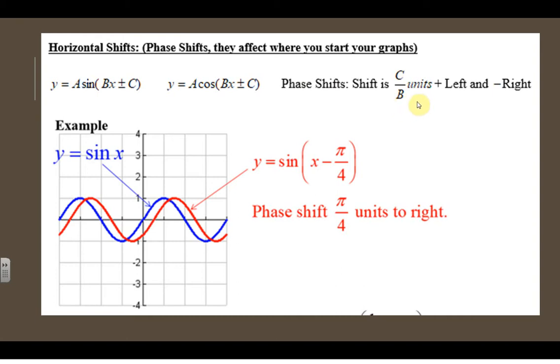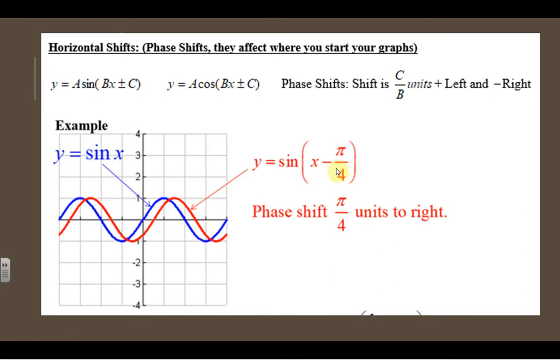Because remember, your b value represents your frequency, which really is kind of like a scale factor in shrinking and stretching. So you have to keep that into consideration when you figure out how far you are shifting. And then positive is left and negative is right. That's the opposite of what you might expect. We know that. It's how it goes.